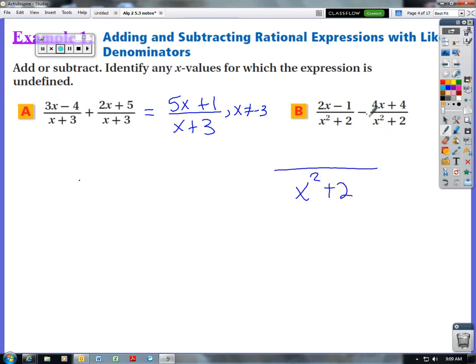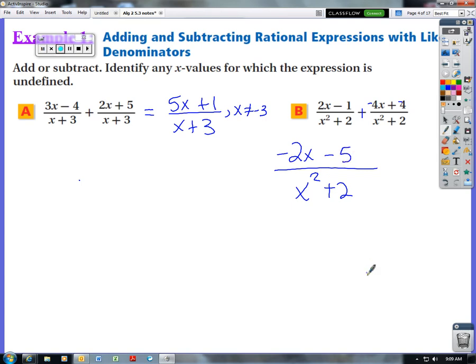Now this time we are subtracting, and you have to proceed with caution when you're subtracting. Because you're subtracting this entire numerator, you need to distribute the negative to both of these. One way you can do that is change the negative to a plus, but then you have to distribute the negative to every term in the numerator. When you distribute that negative, the negative becomes a plus right here in the middle. So now I have 2x minus 4x, and negative 1 plus negative 4 is negative 5.